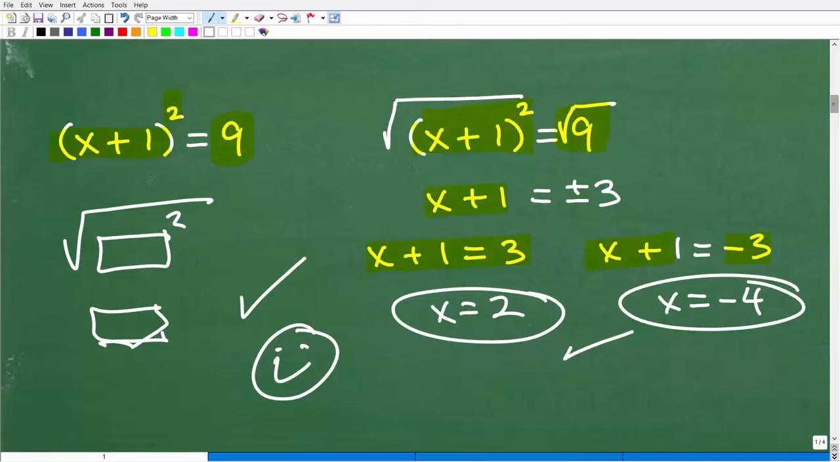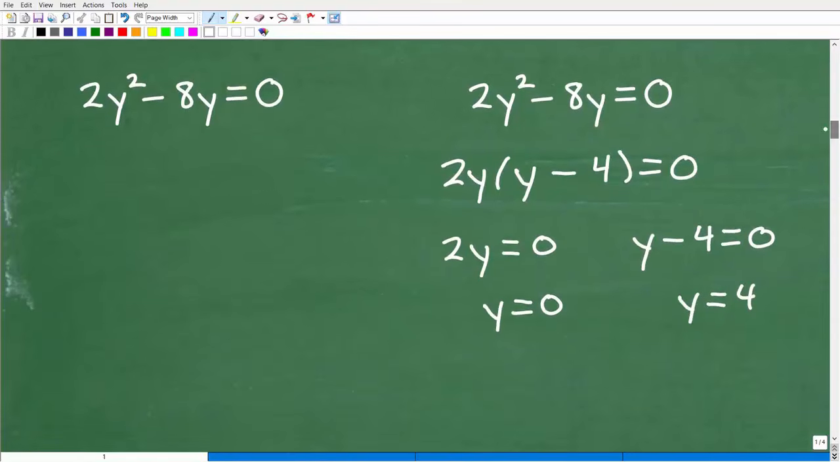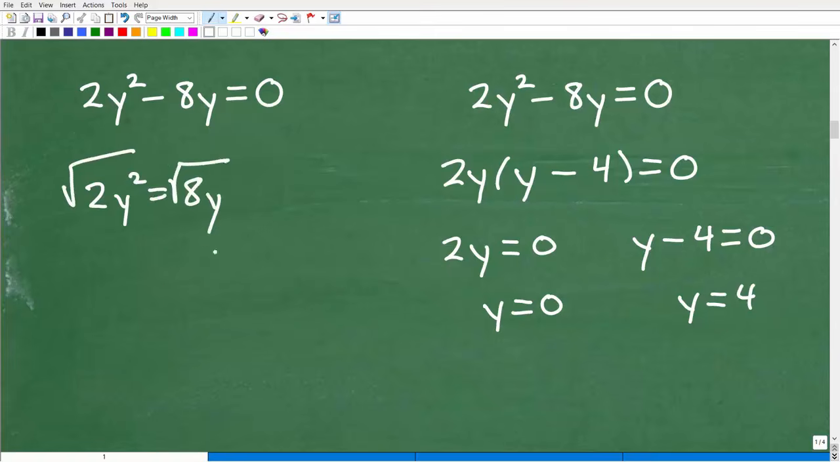All right, so let's move on to something like this. In this situation, we can't take the square root of both sides. You can't just move this negative 8y over here and then try to do that. We can't do that. You can take the square root of both sides when you have a number over here by itself, okay? So we don't have that.